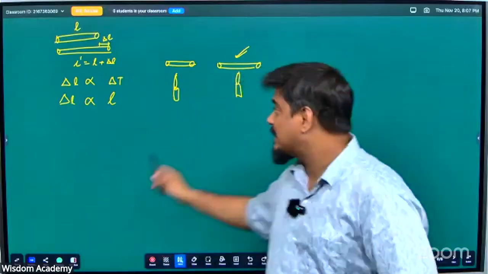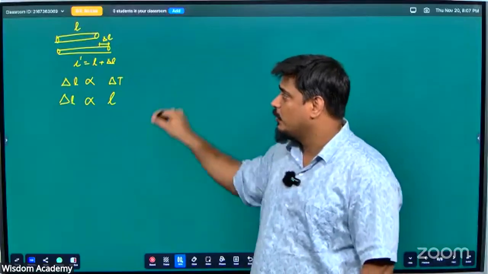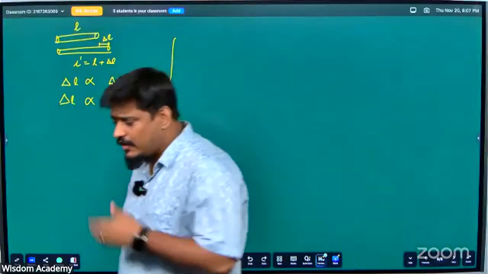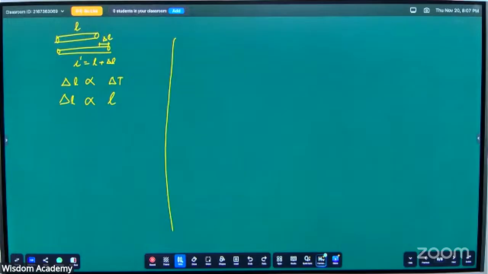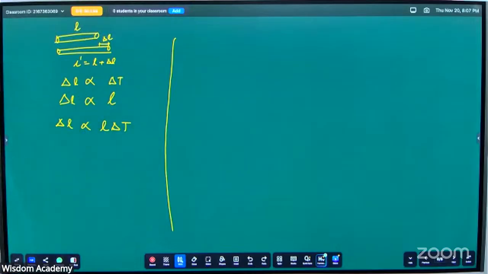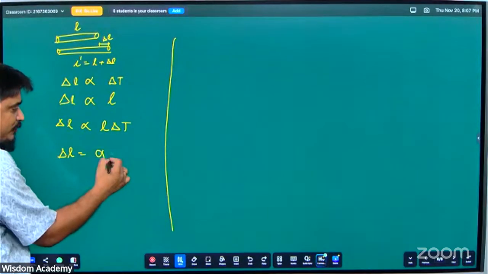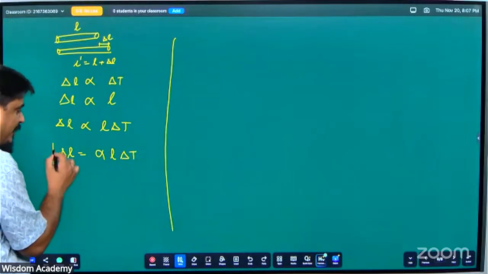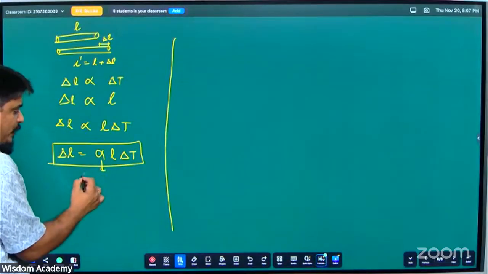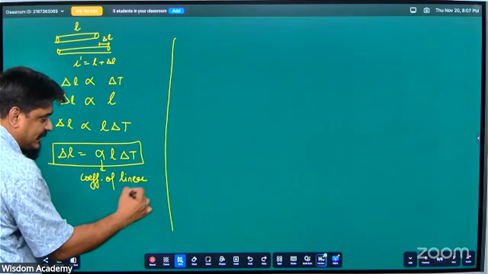Okay. So linear expansion depends upon two quantities. One is change in temperature. Next one is initial length. If I club both, I'll get delta L proportional to L delta T. If I want to remove the sign of proportionality, I have to add a constant. That constant is called alpha. Delta L equals alpha L delta T. Alpha has a name: alpha is called the coefficient of linear expansion.